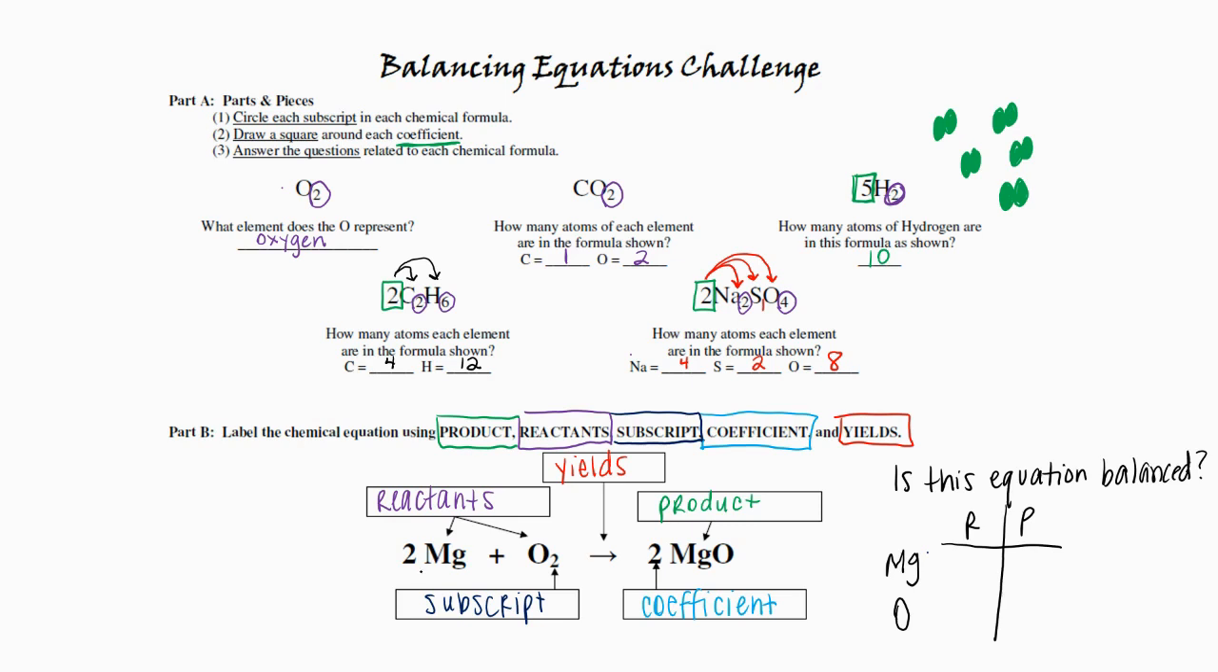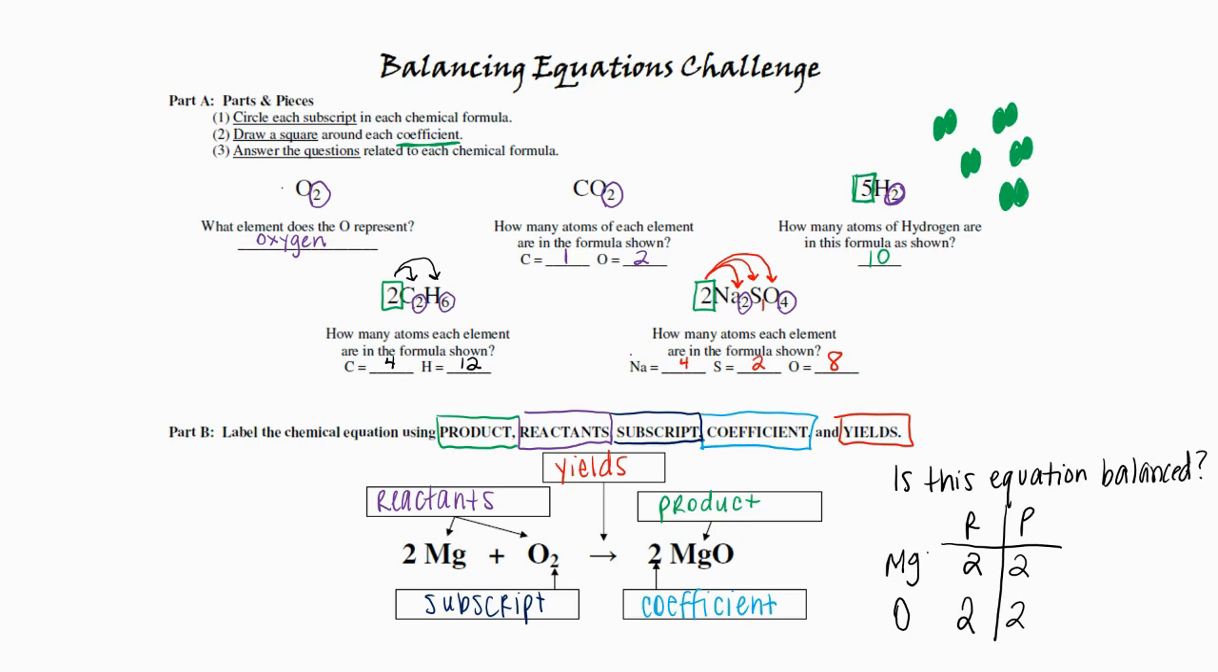So for magnesium, there's no subscript, but there is this coefficient 2. So that means that I have 2 magnesiums in my reactants. If I look at oxygen, I have a subscript 2, but no coefficient. So again, I have 2 oxygens in my reactants. If I look at my products, in the product MgO, I have no subscripts, but I do have this coefficient that applies to the magnesium. So I have 2 magnesiums in my products. And then this 2 also applies to the oxygen. So I have 2 oxygens in my products.